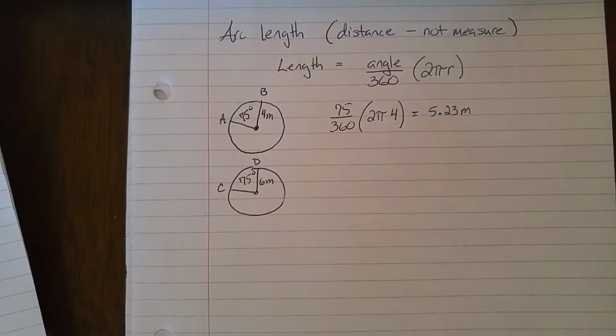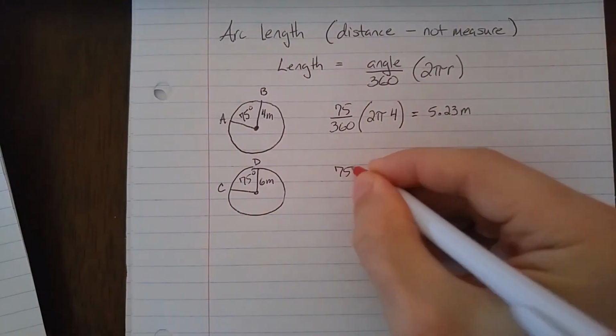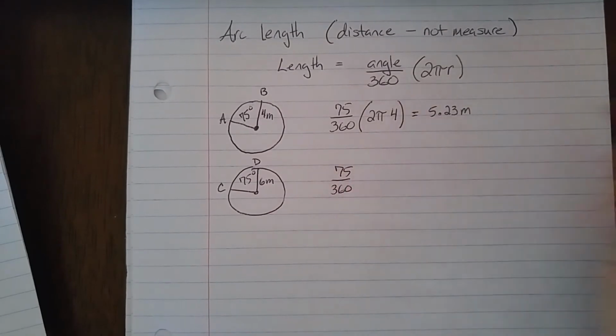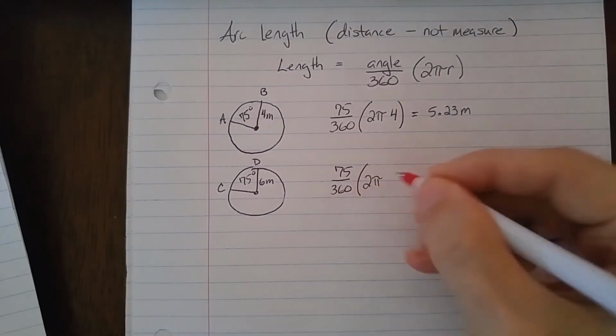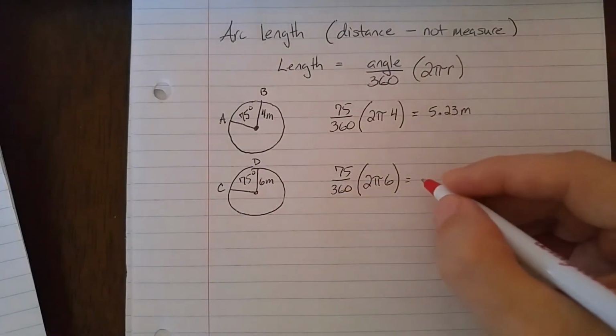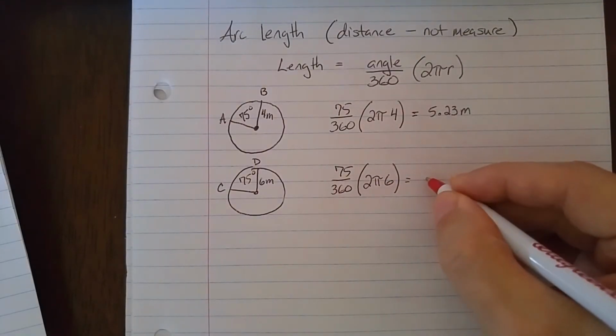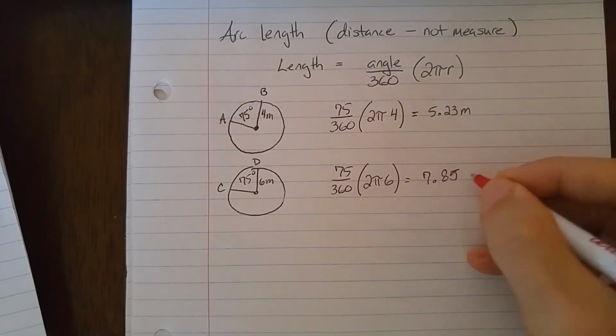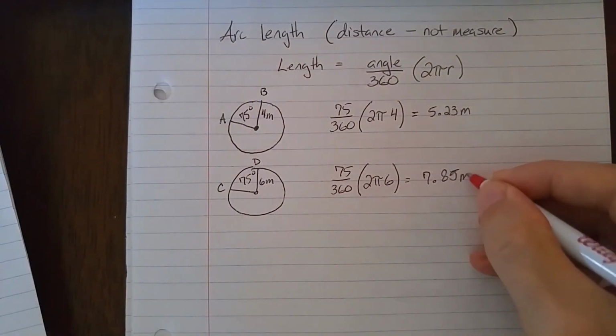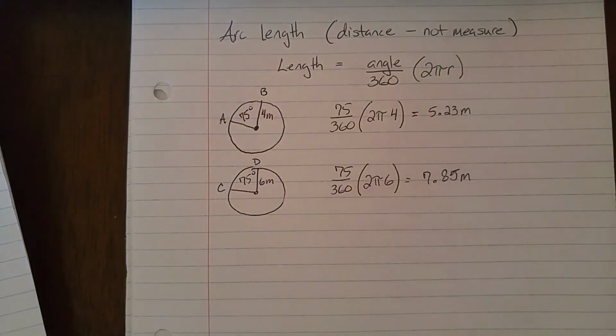So here I have the same problem, except instead of having a radius of 4 meters, now I have a radius of 6 meters. So how does this change? Well, it's still the same percent of the circle, 75 over 360. It's just now the circumference is different. And when you multiply this together, you should get 7.8499. So let's round to the nearest hundredth and make it 7.85. And this is going to be meters. If you use pi instead of 3.14, I believe you get the same thing.